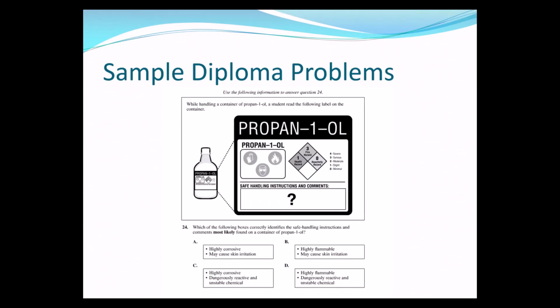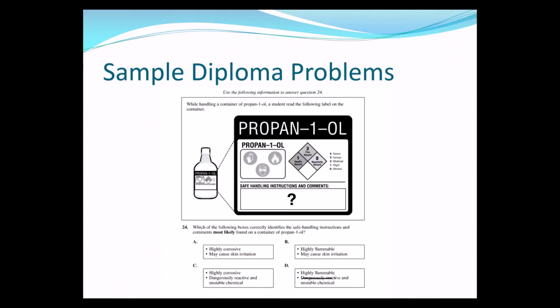And this is another typo on this label. You can see that we need gloves for it. We need goggles, and it's flammable. The health hazard isn't very big. The fire hazard is pretty big, but it's not very reactive. So anything that says reactive, we want to get rid of.